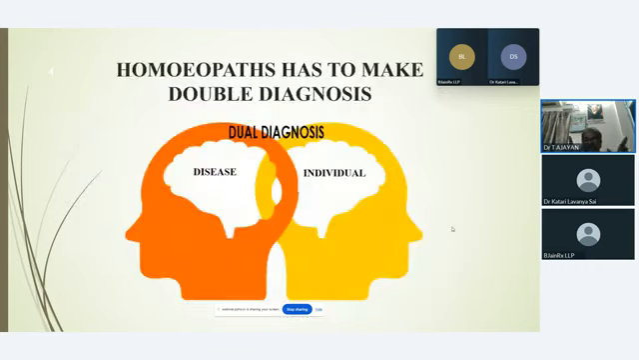Everybody knows this. Listen, a homeopathy physician has to make a double diagnosis. There is a word I am highlighting: double. The homeopath needs a double brain. Double brain here means one is the materialistic brain, which everybody has, and the second one is another brain we are developing.